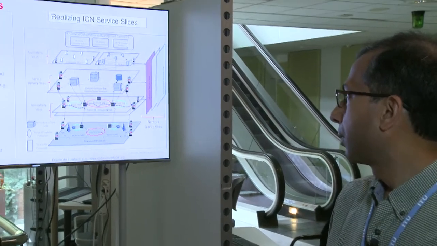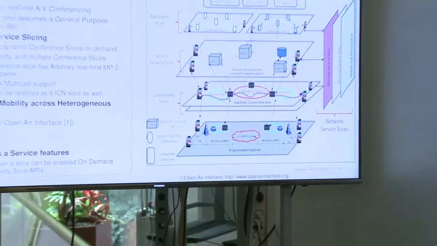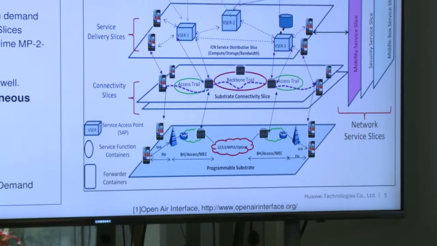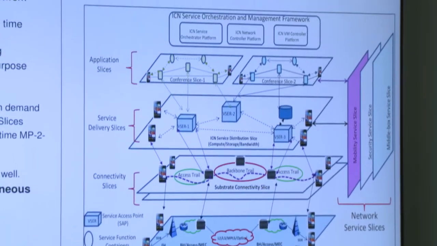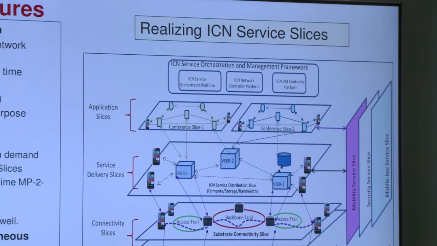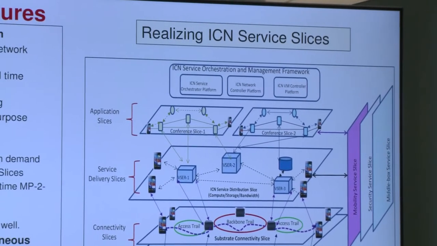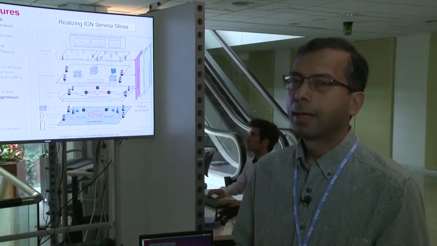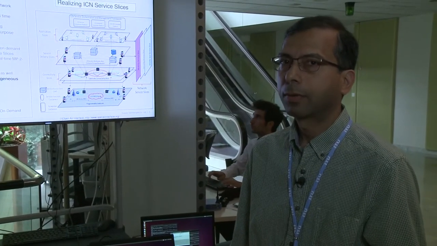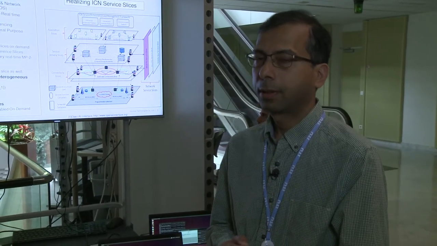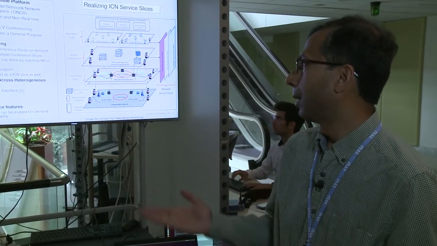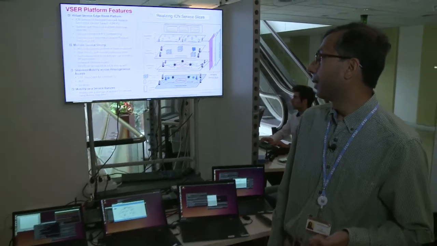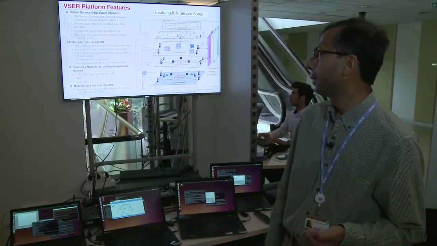What we have implemented here, we show a little bit of how the slices are realized. At the bottom, you have the programmable substrate. On top of that, we build up the connectivity slice and the ICN slice, and on top of that we have the services and the orchestration layers. We use our vSAR platform for that. Those are basically white boxes which allow software virtualization. The ICN forwarding itself is virtualized, and on top of that we have the services. We have containerized all of these components, and they are fully softwarized and available in these platforms. You can have multiple slices, and we also support multiple access technologies like LTE, Wi-Fi, and Ethernet.